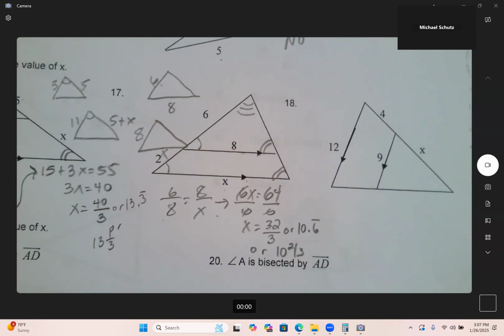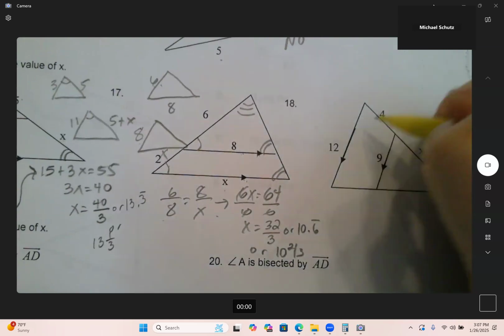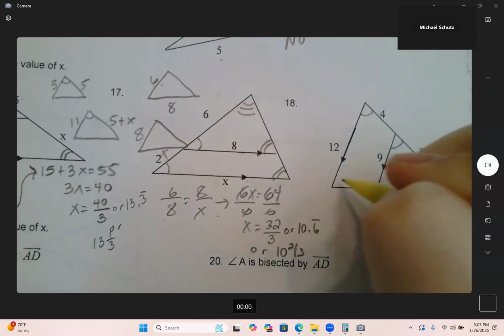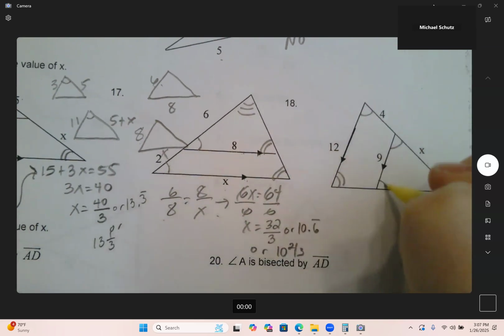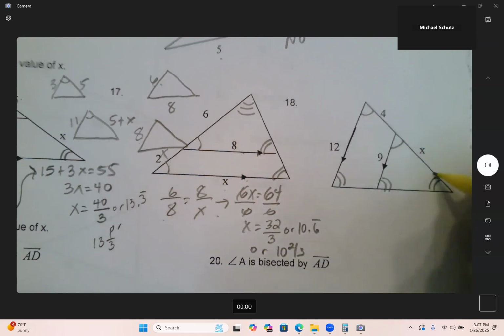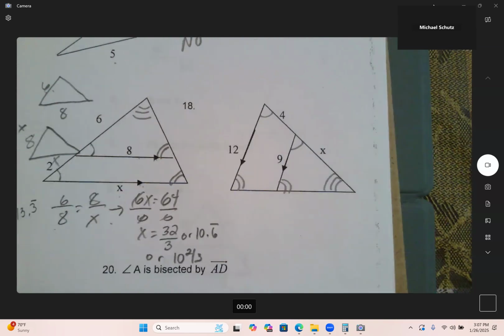Okay. Number 18, again, we have parallel markings. So this angle is congruent to this angle by the corresponding angle theorem. This angle is congruent to this angle by the corresponding angle theorem. And on top of that, they share a common angle. So let's look at this one.